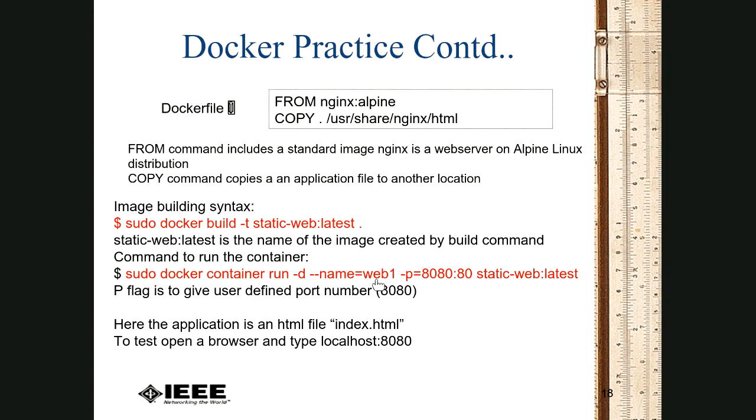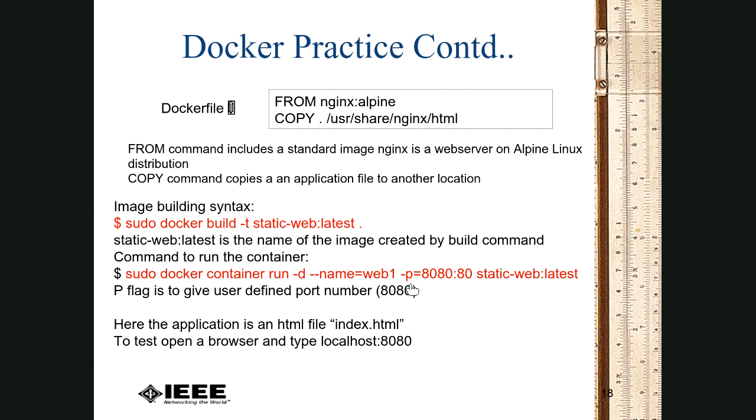--name=web1. This is just the name of the container. Like an image has a name, a container can also have a name. You can identify the container by name. It is optional. We may not need to give this name, but it is good to give one. And then the -p. -p is the port number.